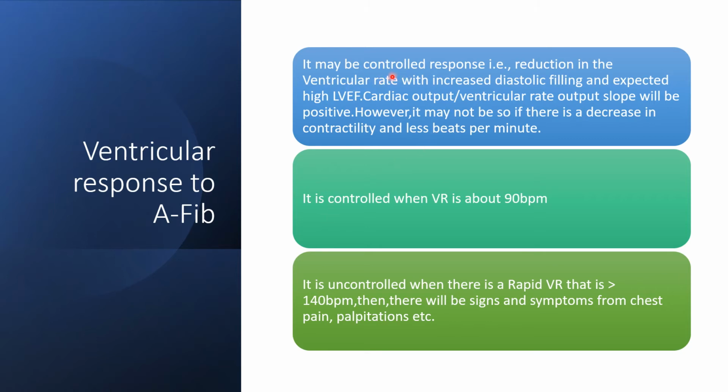In summary, as per the rate control response: it is time for controlled response when the ventricular response is about 90 beats per minute. So RR is giving us 90 beats per minute. It is time to be uncontrolled when there's a rapid ventricular response giving us RR that is greater than 140 beats per minute. In that case, we'll be faced with the full signs and symptoms of atrial fibrillation, from chest pain to palpitations to shortness of breath. In a nutshell, the individual will become unstable. Then we need to act fast.